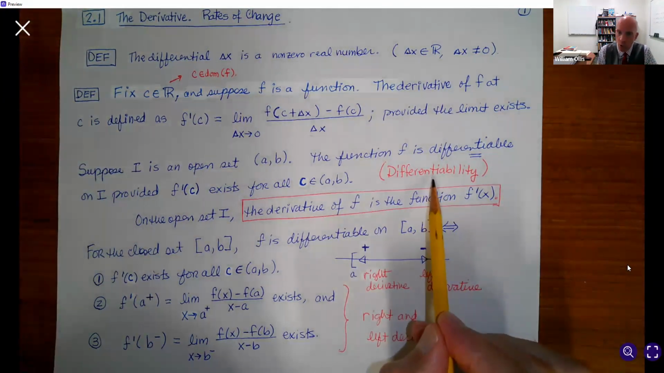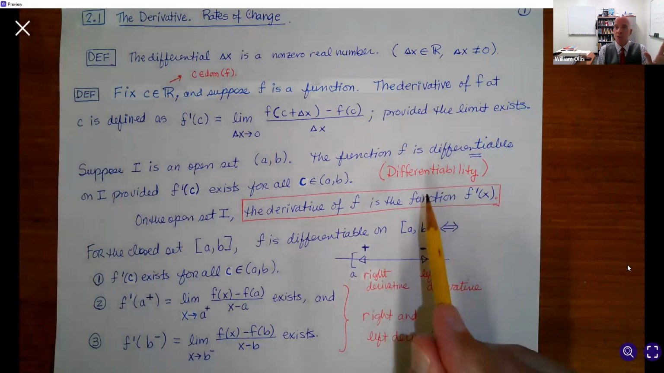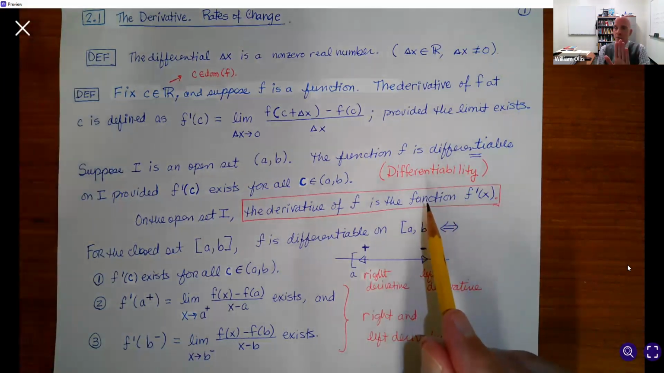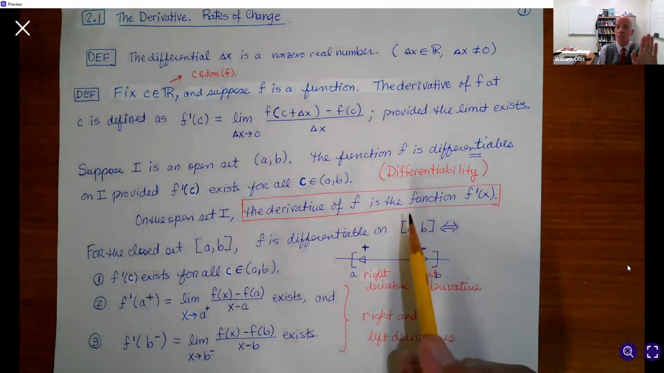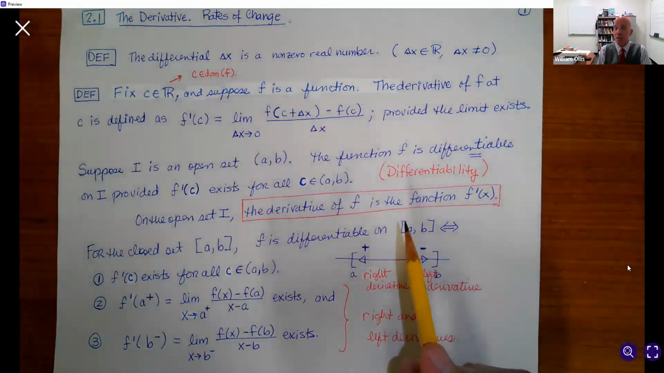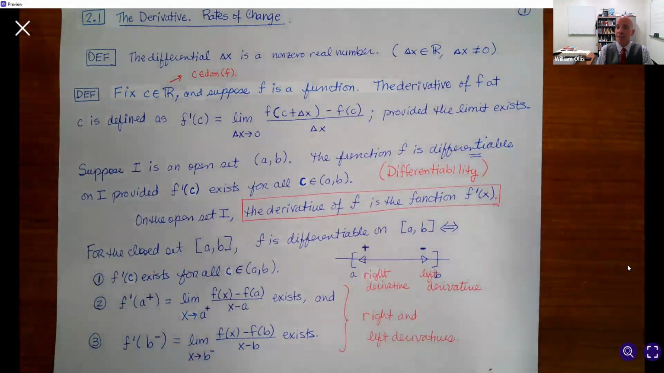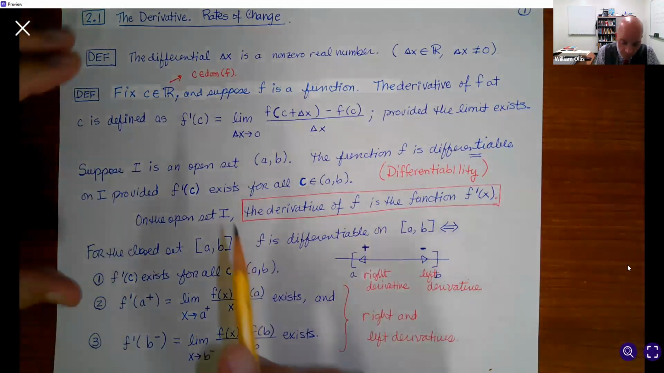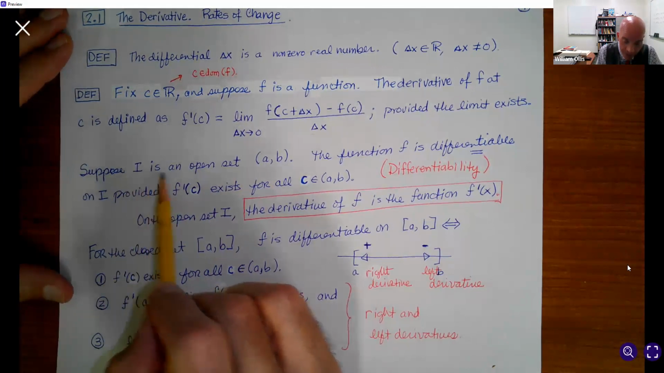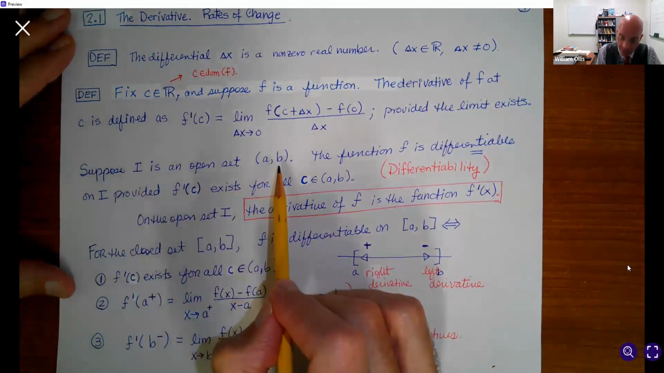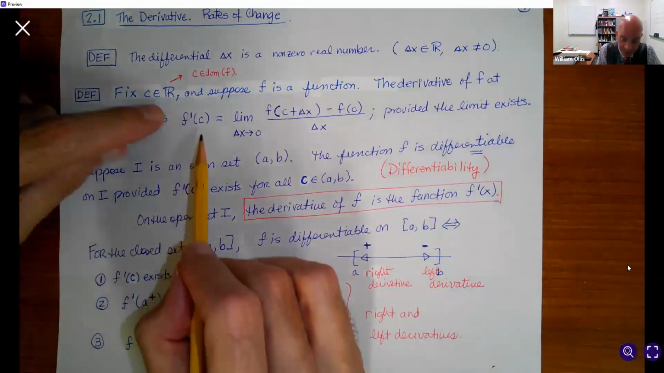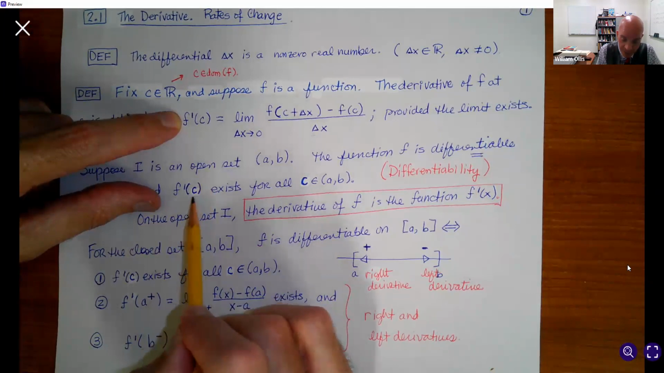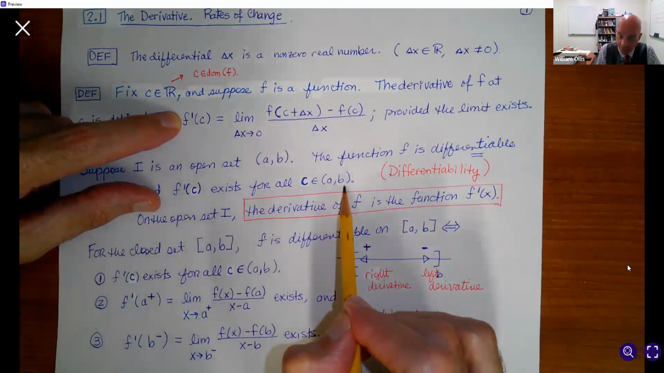So we've got a new word that I wrote here. When we say a function is continuous on an interval, we say it has continuity there. And when a function is differentiable on an interval, we say it has differentiability there. So just a long word that is synonymous with continuity. If we think of I as being the open set A to B, then we could say the function f is differentiable on I provided this object, f prime of c, exists for all c in (a, b).